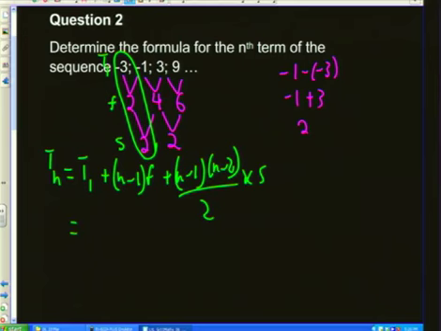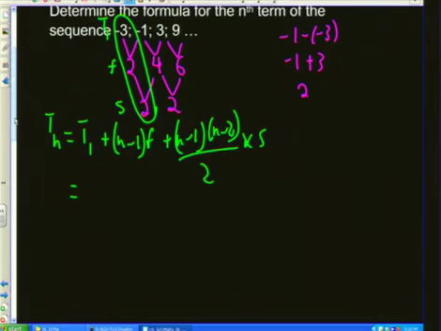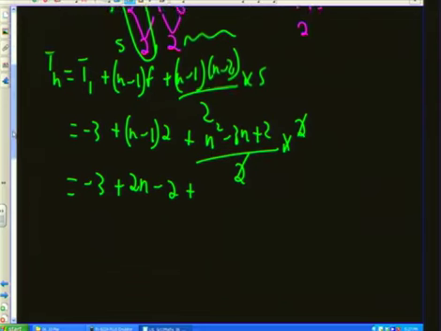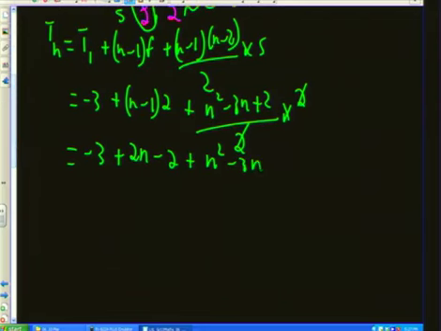And now the only thing that I'm left with doing is to substitute. Term 1 is negative 3 plus (n minus 1). The F is 2 plus, if you multiply out this, you get n squared minus 3n plus 2, all divided by 2, times S is 2. Now the 2 and the 2 divide. So next, you have minus 3 plus 2n minus 2 plus n squared minus 3n plus 2. All right? Now, you collect like terms. You've got n squared minus n and that minus 3.